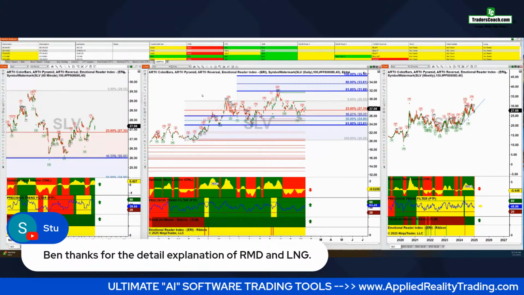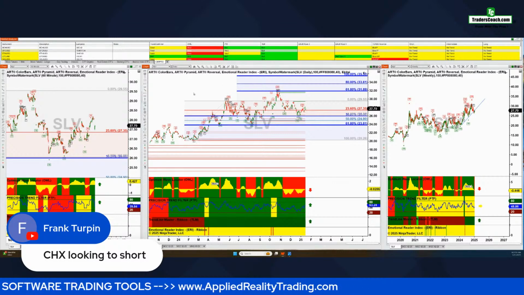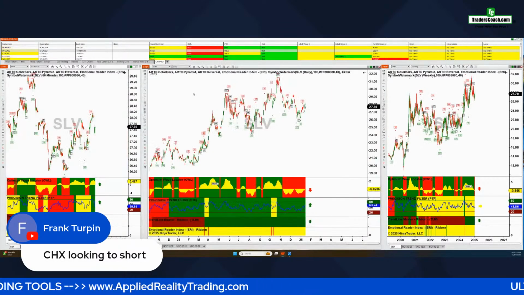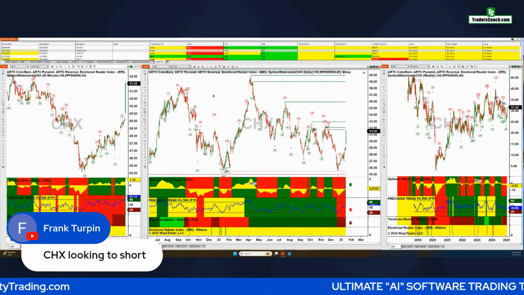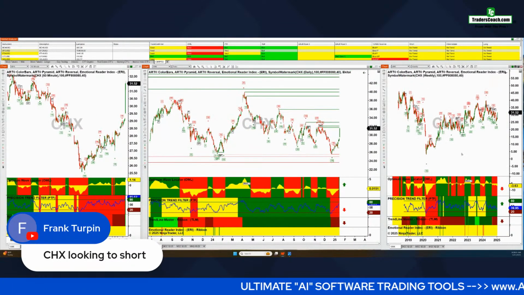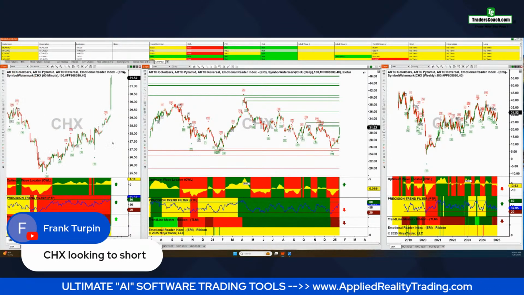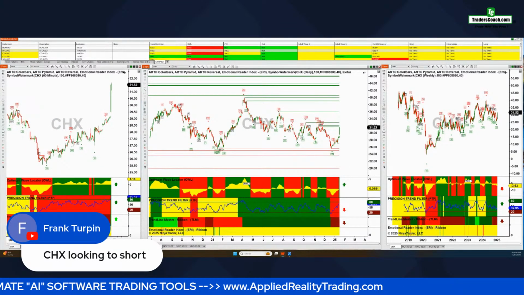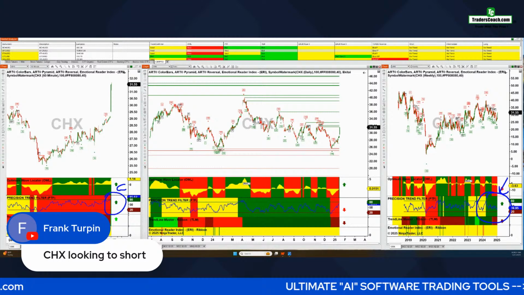Okay, silver. Frank is back with CHX for a possible short position. Let's take a look. All right, so I get your thinking. We have red PTF here, but with that said, we have a green PTF here and just turning green here. So no short. This is a pretty powerful bar.